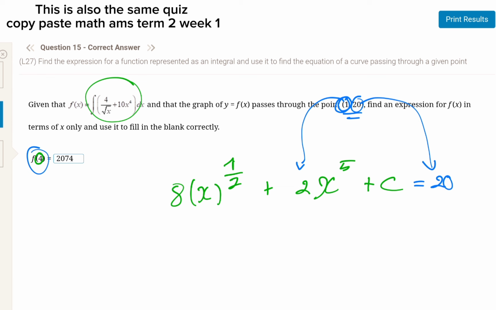Okay, 10 plus c is equal to 20. So 10 plus c is equal to 20. That means c is equal to what? C is equal to 10.